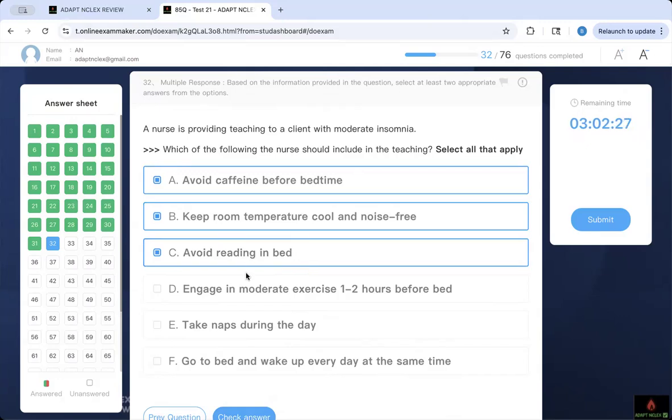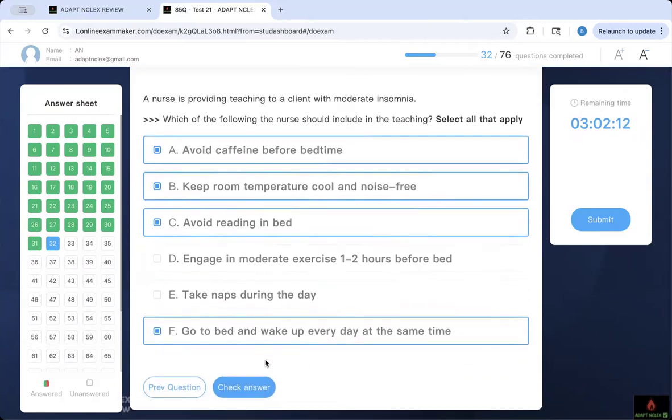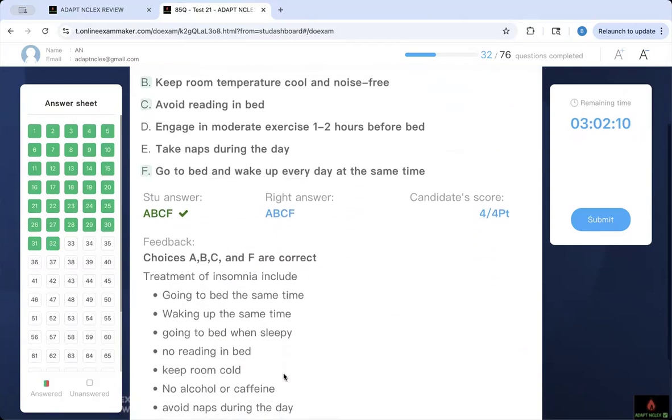There should be no what? Moderate exercise 1 to 2 hours before you go to bed, if you have maybe 4 or 5 hours before. Don't take a nap during the day, or you're not going to sleep at night. And then have a routine. Go to bed at the same time and wake up at the same time. Those are the sleeping hygiene.